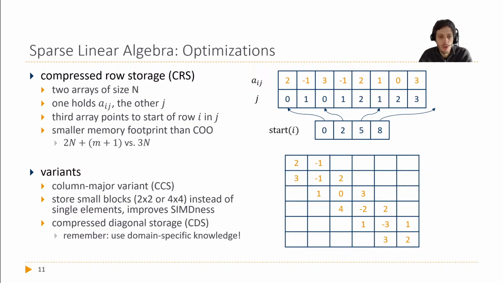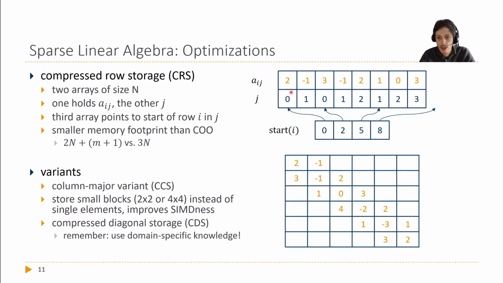What you do is you have 2 arrays of size n, where n is the number of elements that we want to store. One array holds A at ij, which is up here. That's simply all the non-zero values, actually in this case also including a 0 value, all the values that we want to store. The other array simply holds IDs of columns. So these are the columns where this data resides. And then we have a third array, and in this third array we store starting indices of our array J.